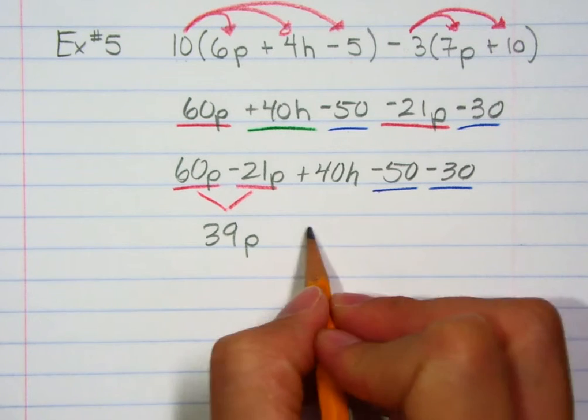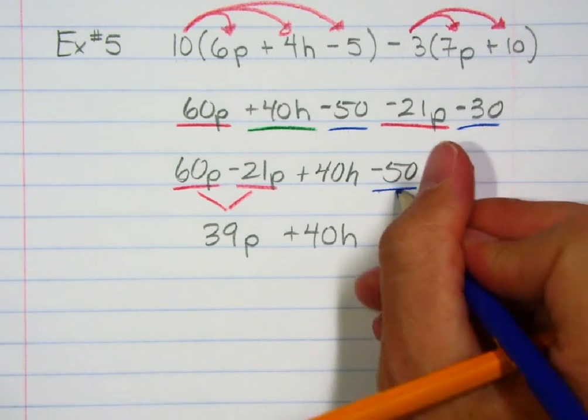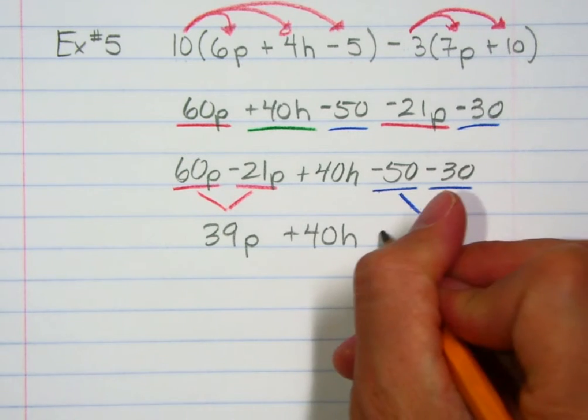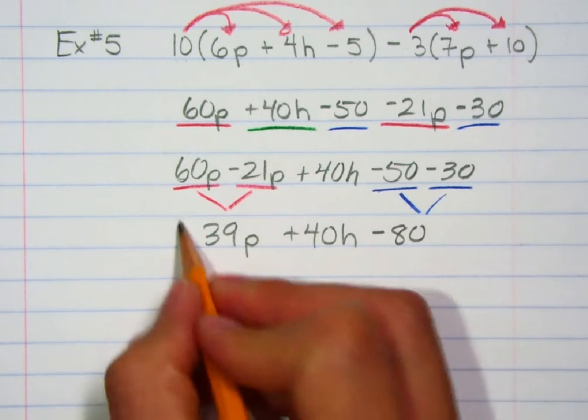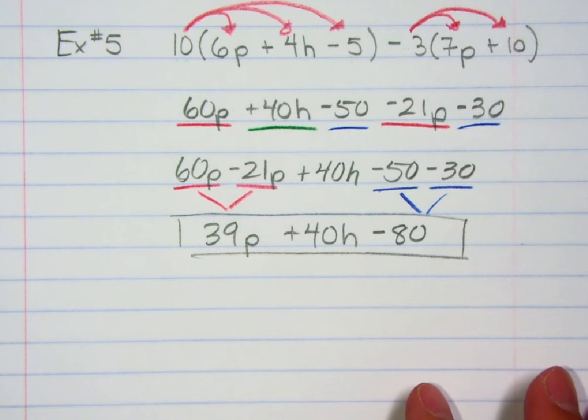Now the 40h, there's nothing else like that, so I just rewrite it. And lastly, the constants, negative 50 and negative 30 is negative 80. And that's all I can do. That's where I would stop right there because there are no more like terms that I can combine.